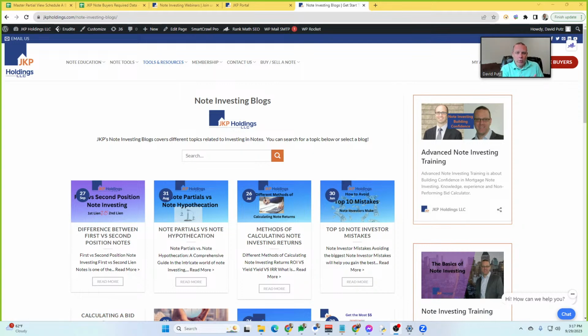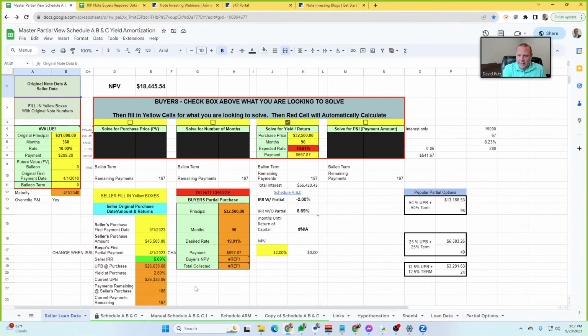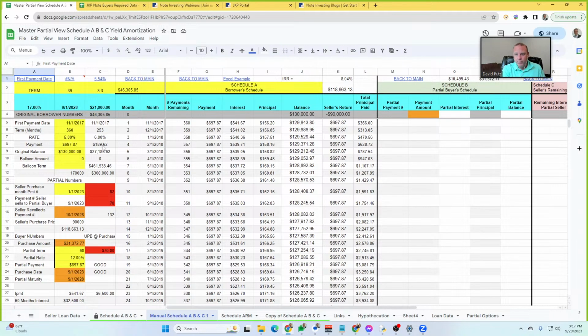Now, when we work with note partials, it's a different kind of calculation than we're used to. Inside our amortization schedules in note partials, there are three. We have our note partial, the buyer of the partial, and the seller of the partial. All three different amortization schedules are what matters to our solution.